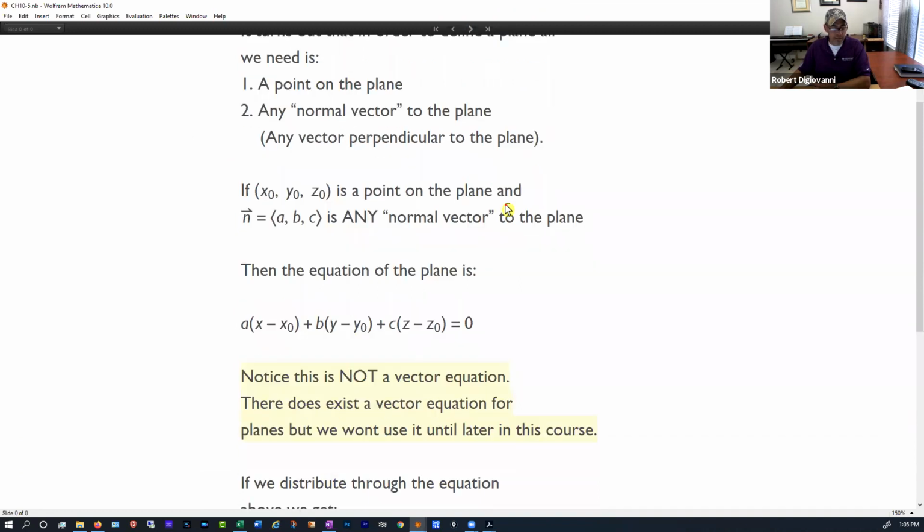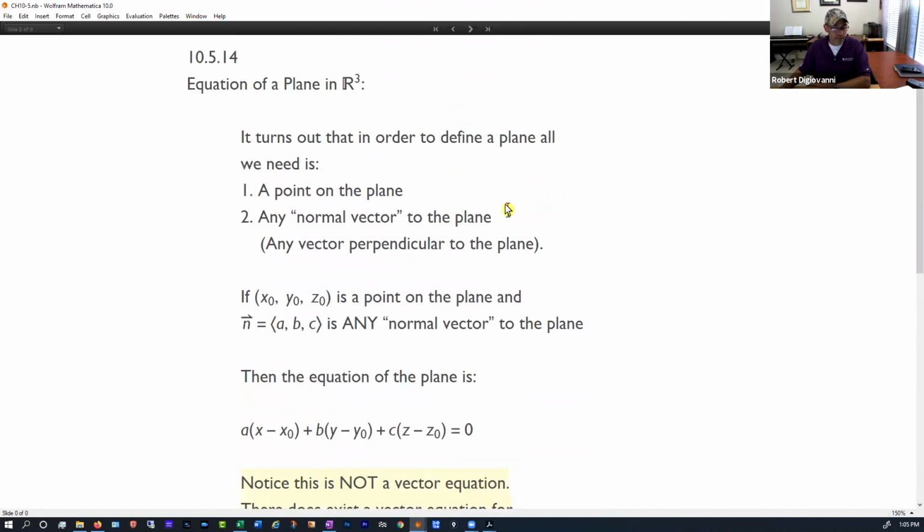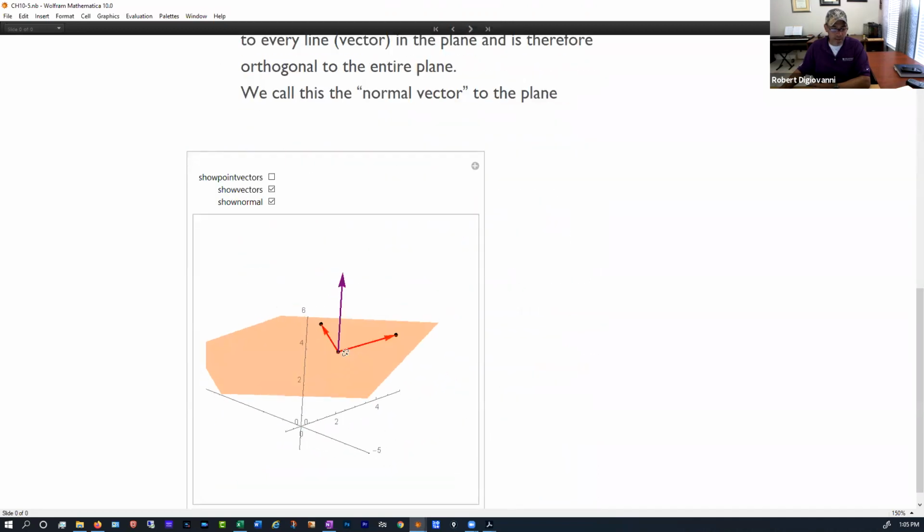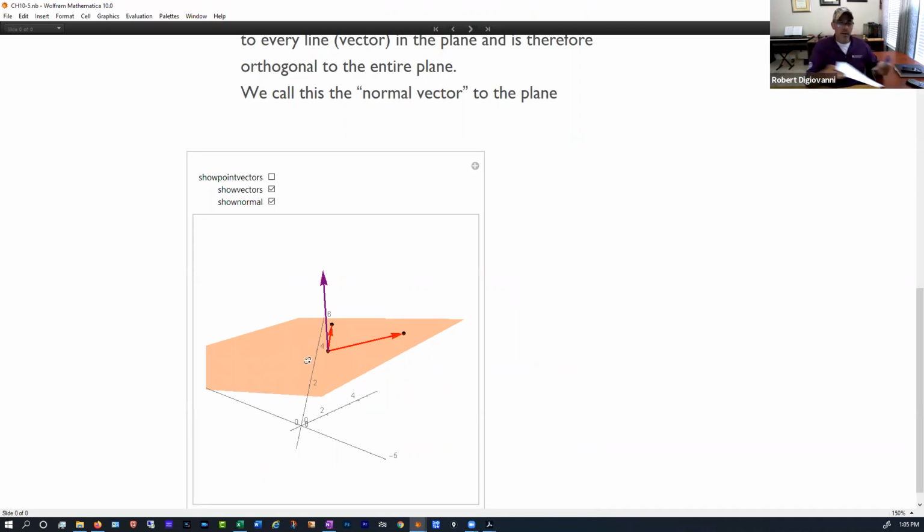So if you think about it in the sense that every plane should have a normal vector to it, then in order to define the plane, you either need 3 points, or I could just give you 1 point on the plane and the normal vector.